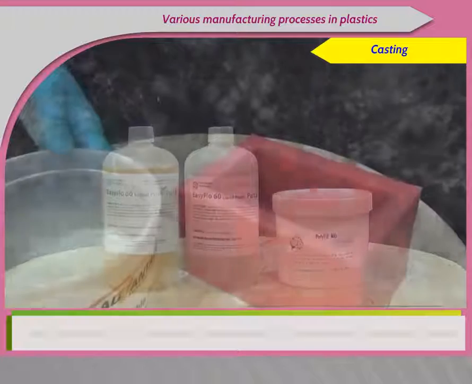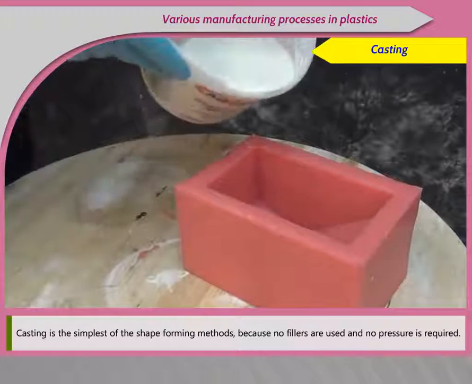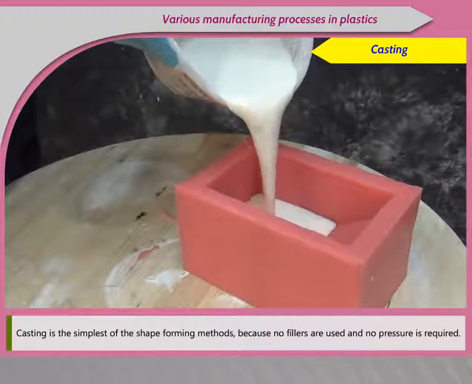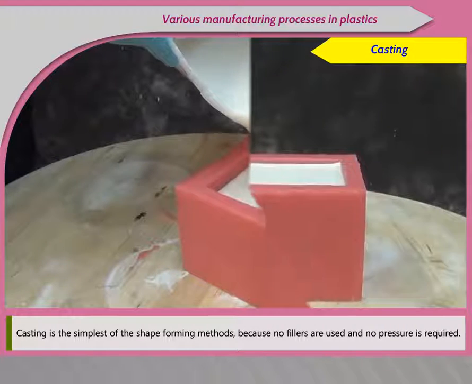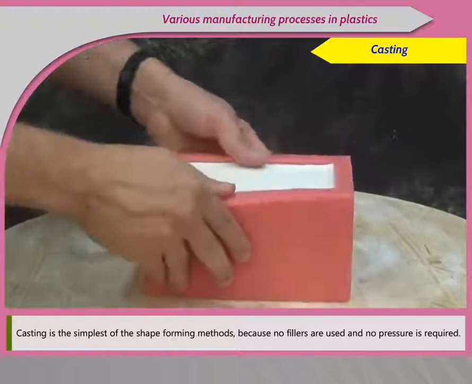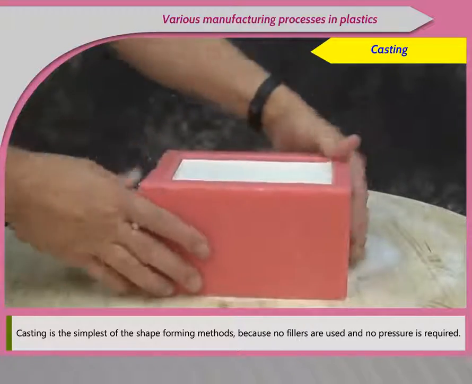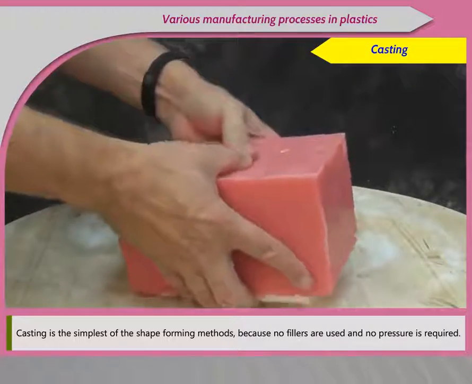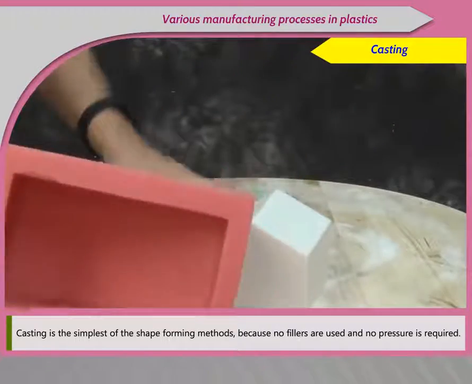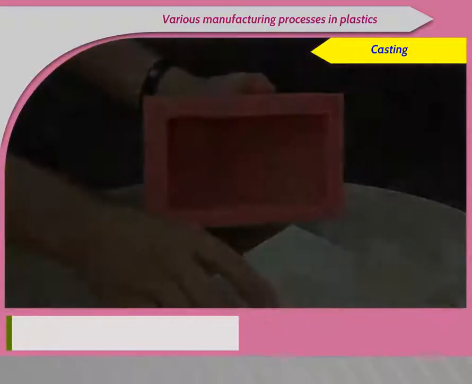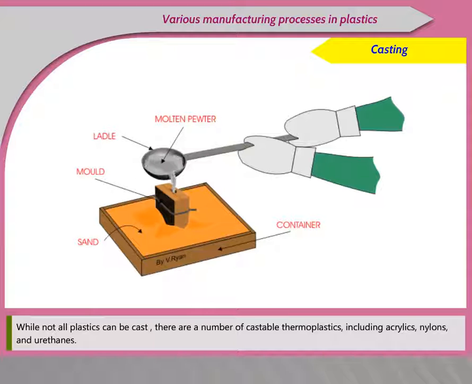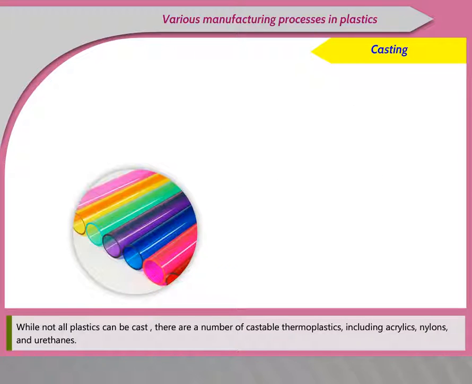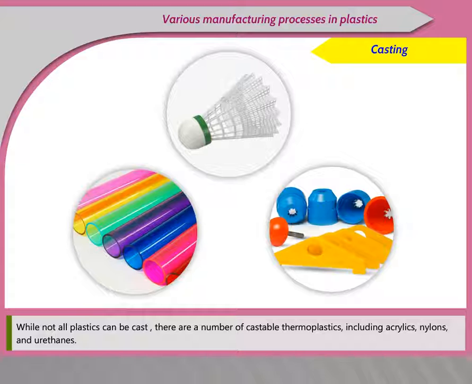Casting. Casting is the simplest of the shape forming methods because no fillers are used and no pressure is required. While not all plastics can be cast, there are a number of castable thermoplastics including acrylics, nylons and urethanes.